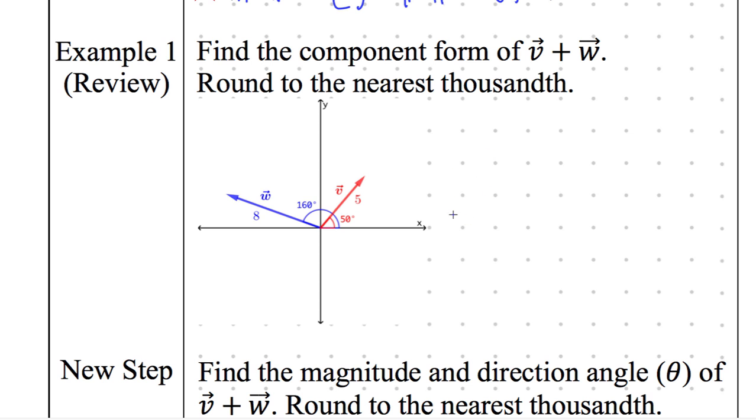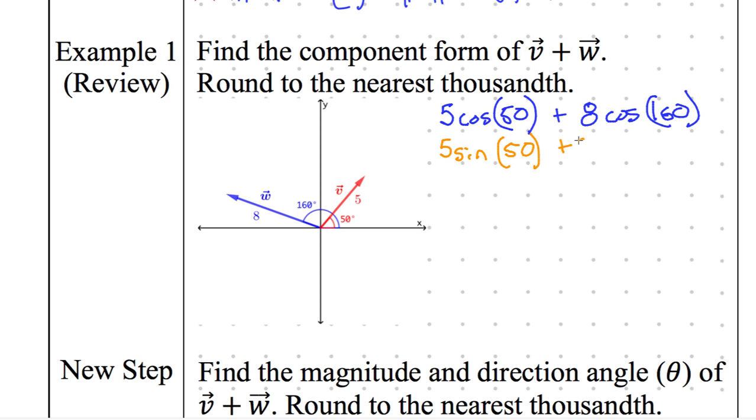Tell me what to do. 5 cosine of 50, plus 8 times the cosine of 160. Nice. We already have shortcuts. I'm liking this. So that's the x coordinate of when I add them, and then the y coordinate is going to be 5 sine of 50, and then 8 sine of 160. There it is. That's how you do it.